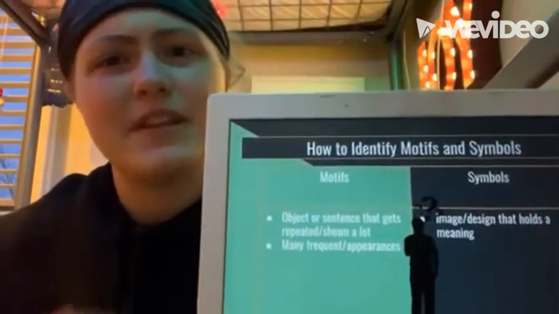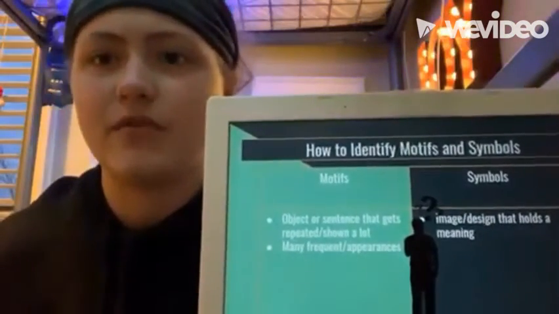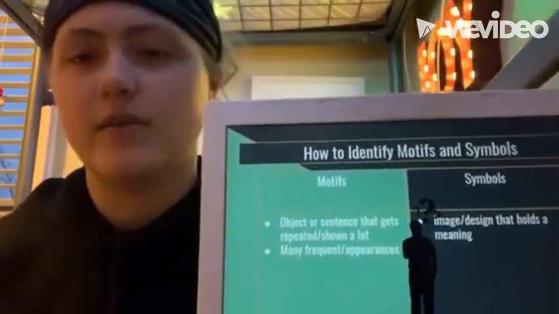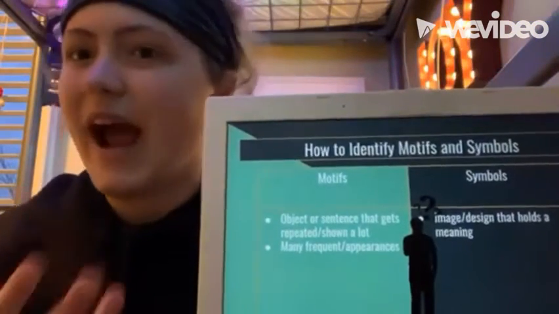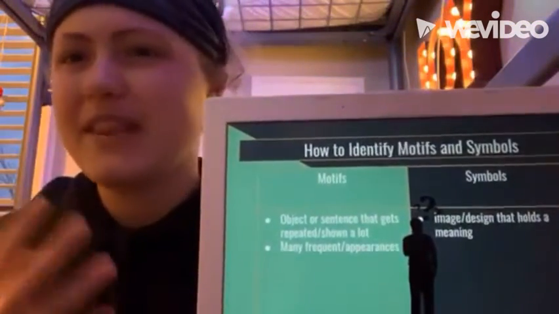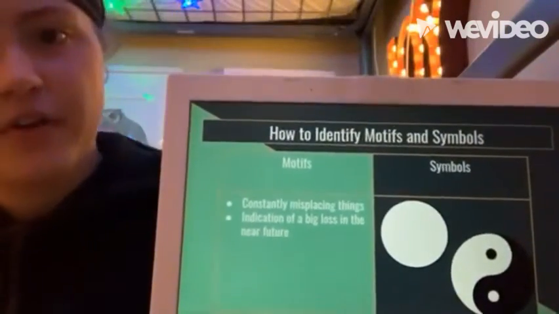So, how can you tell a motif and a symbol apart? Well, a motif is something that is more abstract. It isn't in-your-face obvious that, hey, this is a motif. You really have to think about it and look into it. Whereas a symbol is a picture or a design that has a certain meaning to it, a meaning that is very obvious. These are some examples that can help you to better understand.